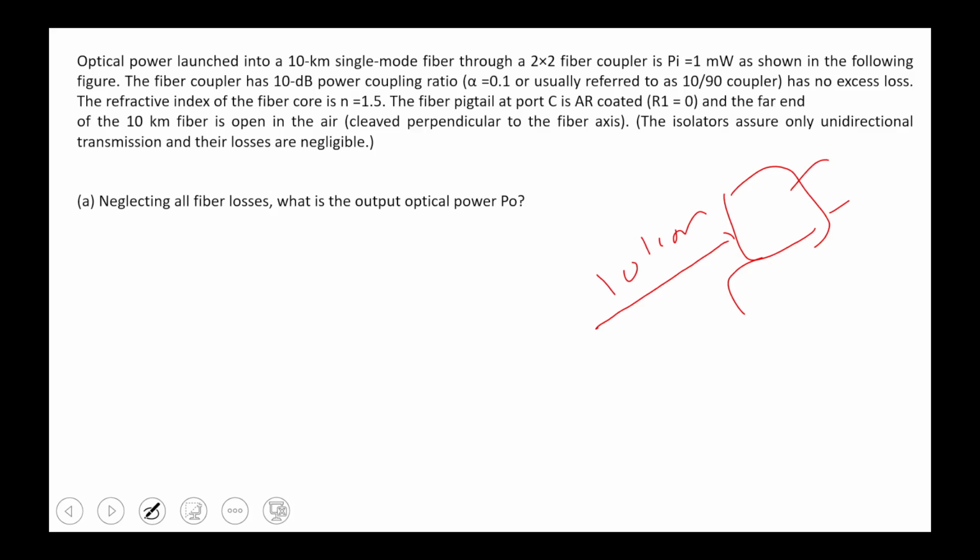The refractive index of the fiber core is N1 equal to 1.5. The fiber reflectivity at the core end here is R1 equal to 0, and the far end of the 10 kilometer fiber is open in the air. After 10 kilometer there is an open end in the air. The isolator assures only unidirectional transmission, and its losses are negligible. So there is one isolator in between, which assures unidirectional transmission. Neglecting all the fiber losses, we have zero fiber losses, crosstalk is zero, excess loss equal to zero, insertion loss equal to zero. What is the output optical power?